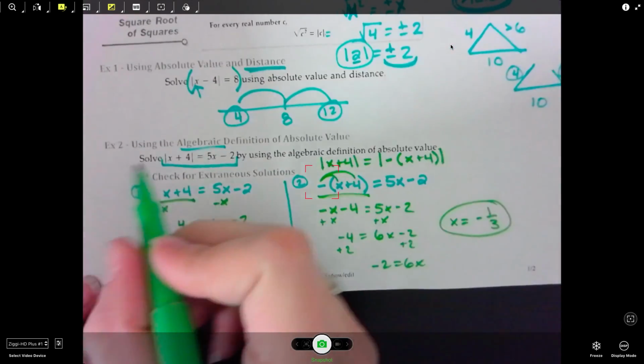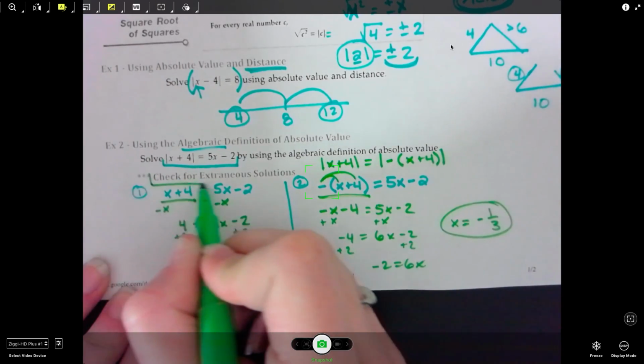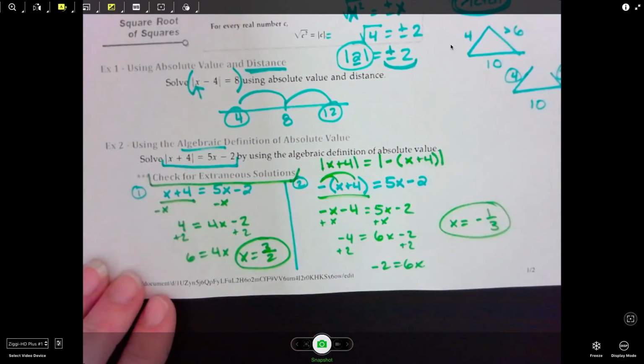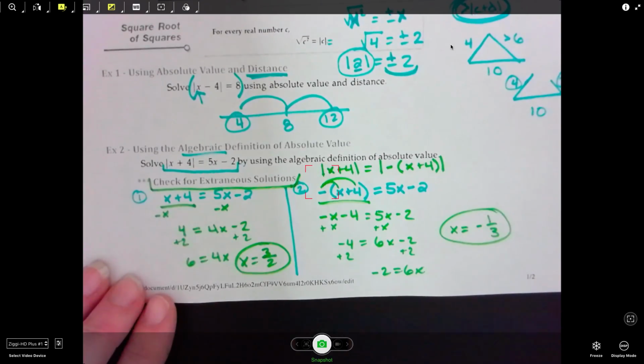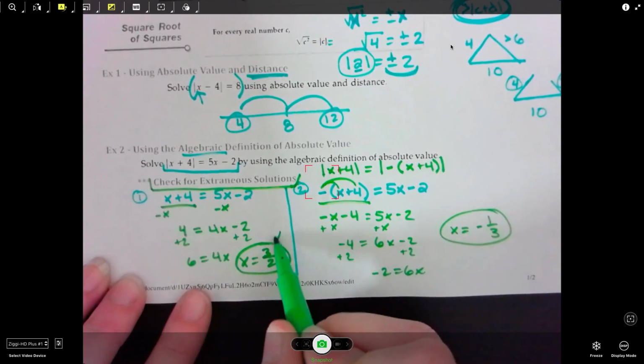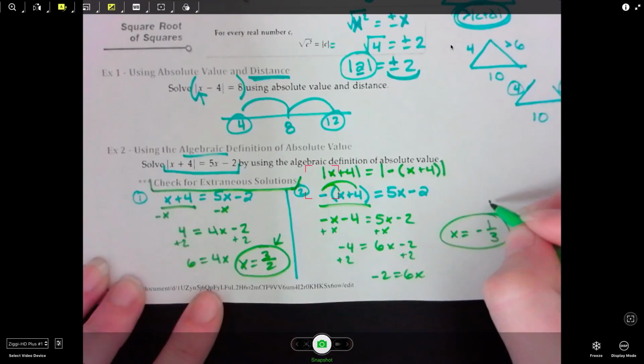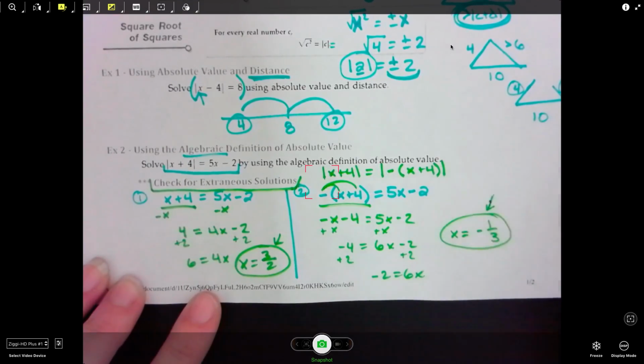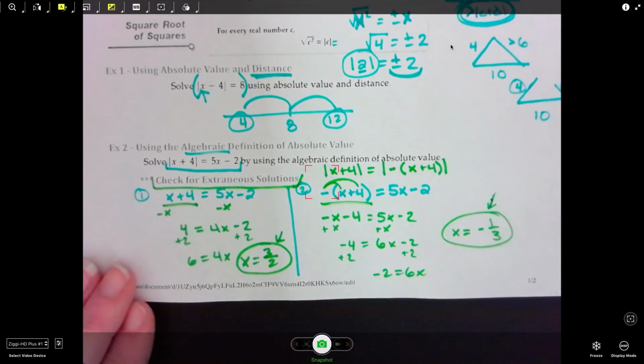Now, there was a star here that says check for extraneous solutions. That's kind of a mouthful of a word, extraneous. What that means is check these, plug them back into the equation to make sure that they are actually answers, because sometimes they will not be.